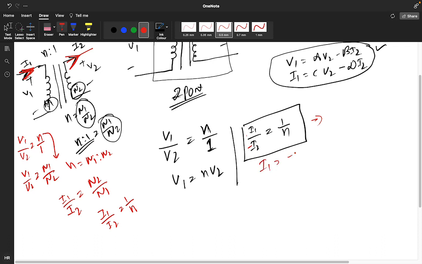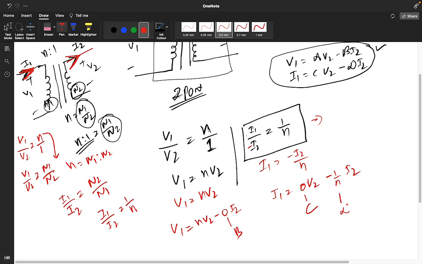I1 you are getting as minus I2 by n, and V1 you are getting as nV2. We can write it as V1 is equal to nV2 minus 0 I2, and we can write it as I1 is equal to minus 0 V2 minus 1 by n I2. So this is your B, this is your C, this is your D, this is your A.